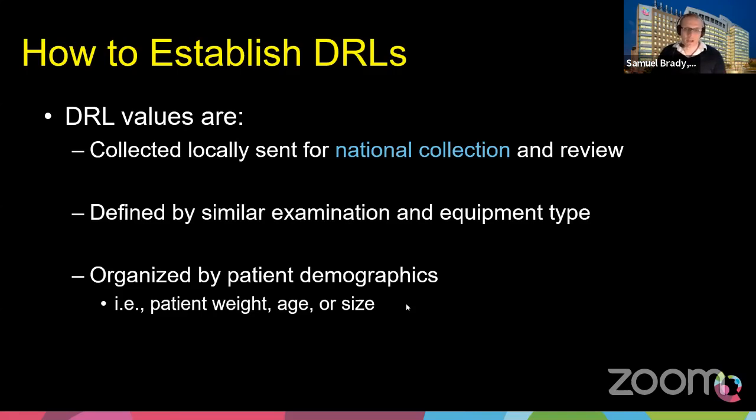It's important to be able to categorize these appropriately because not all exams are the same, and especially not all equipment is the same. Some people at one hospital may still use a 16-slice CT scanner, while others may be using new 320-slice CT scanners. The dosing is different, and it's not appropriate to compare a 16-slice CT scanner with, say, a 32-slice. So when we establish DRLs, they're only as good as the data that we collect.